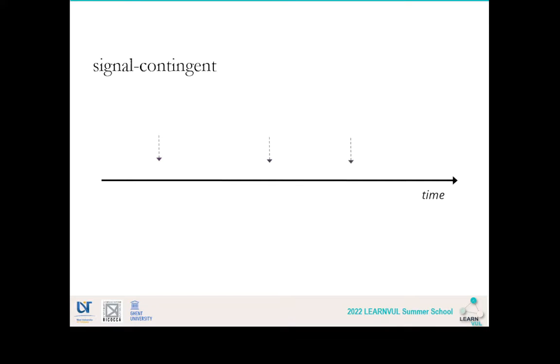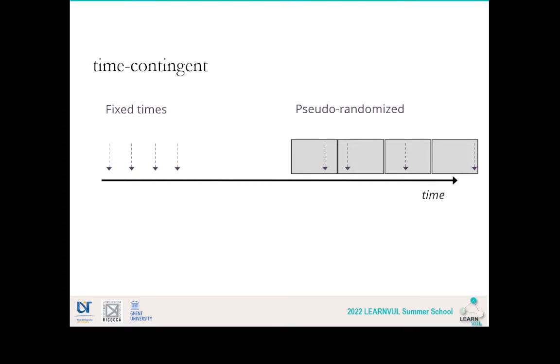The type of design that you're using has an impact on what kind of analysis you can do, so it's very important. You have time contingent, and there you have different things. You have fixed time. So for example, every 2 hours, I'm sending you a prompt asking you to fill in and tell me how you feel. So every 2 hours for 15 days, I'm asking you how you feel. So it will be fixed time.